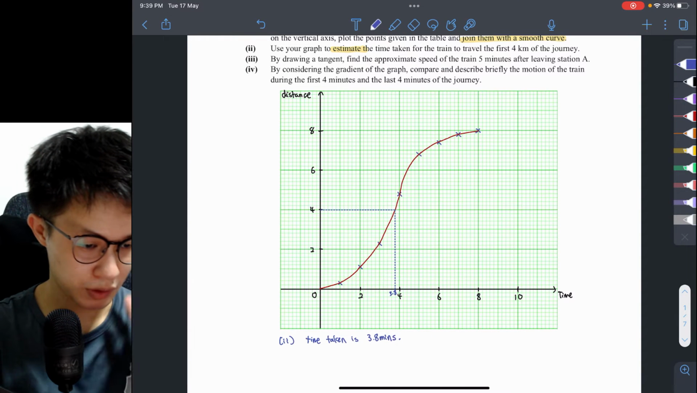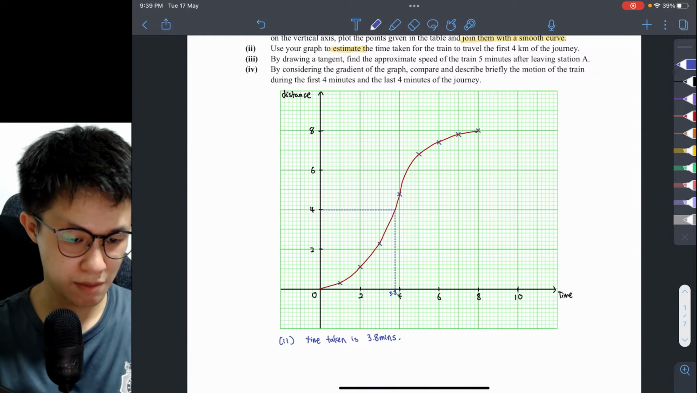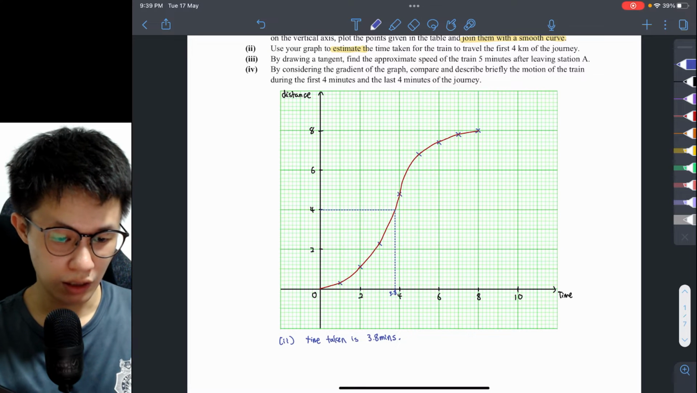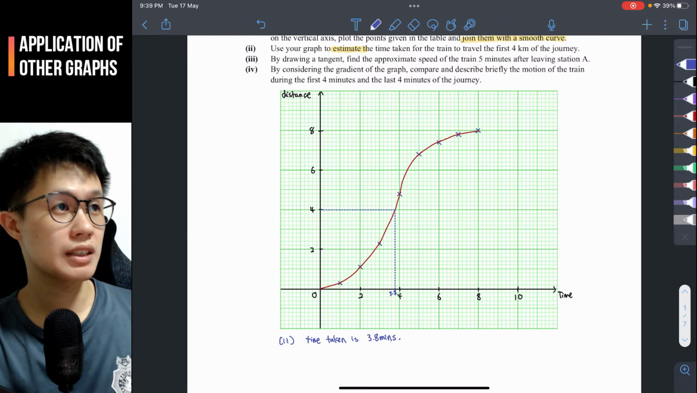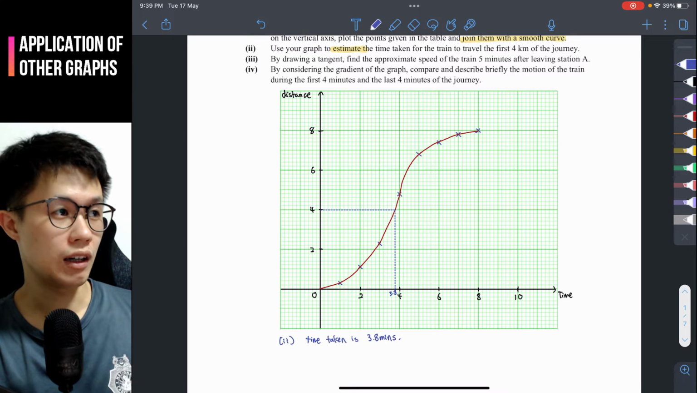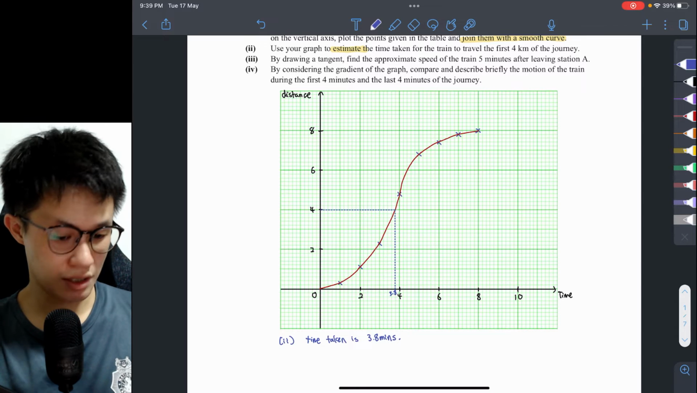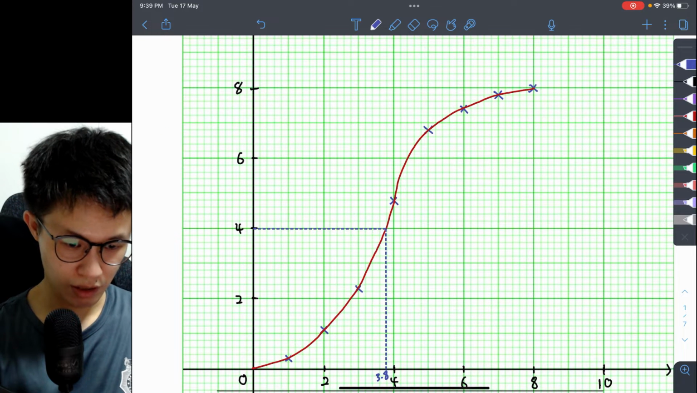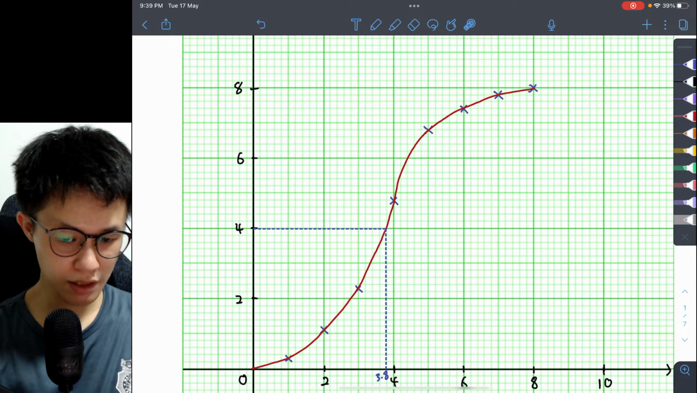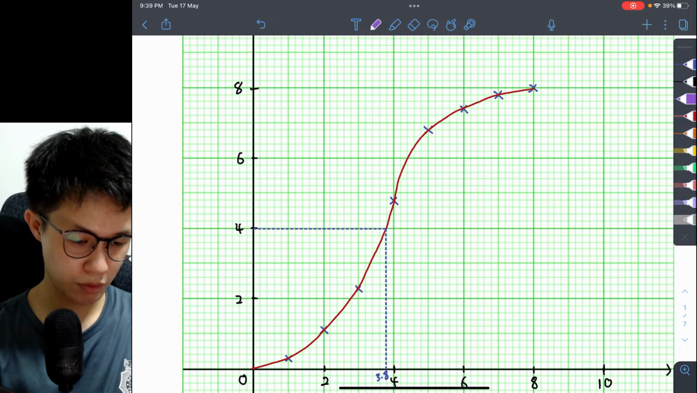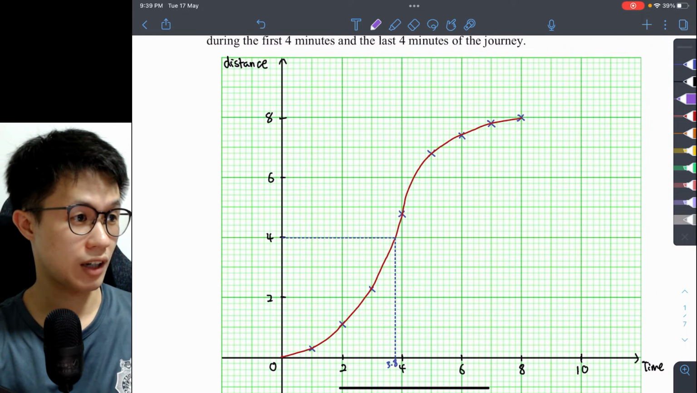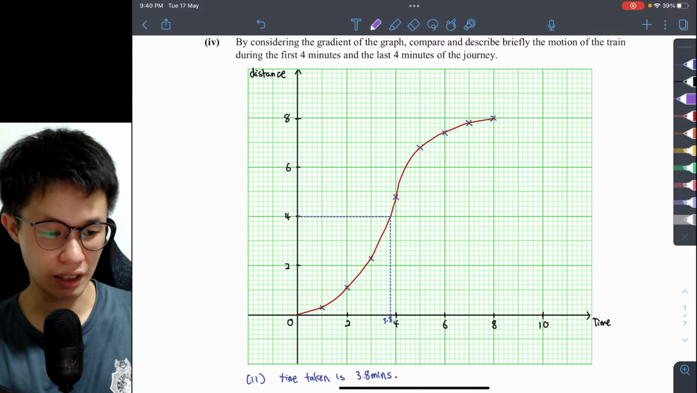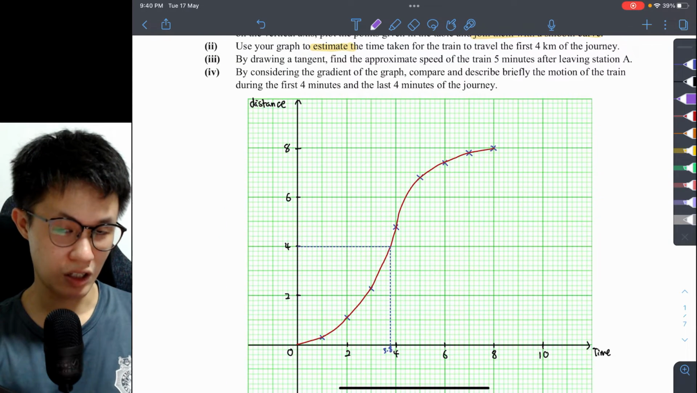Next, we want to draw a tangent, and we're going to find the approximate speed of the train 5 minutes after leaving station A. We need to understand that 5 minutes is actually this point over here. Let's draw a tangent. What this is essentially asking you to find is the gradient. The gradient of a distance-time graph tells you the speed of the train.